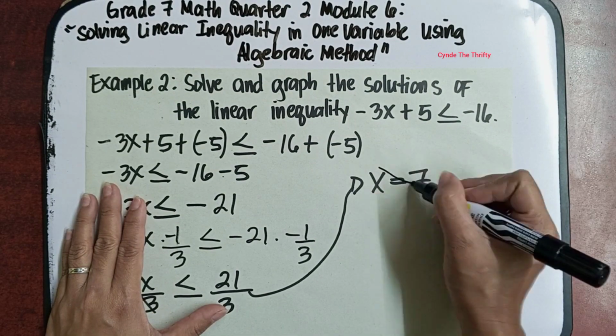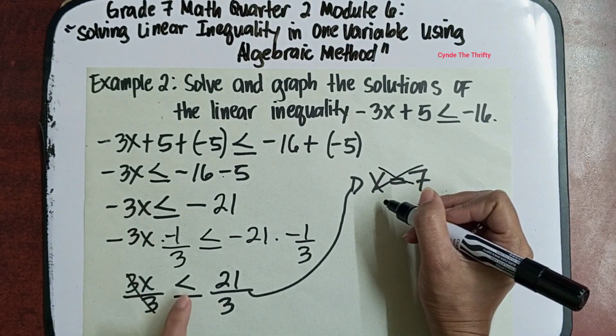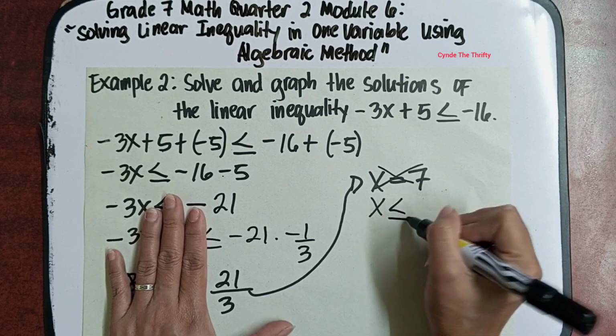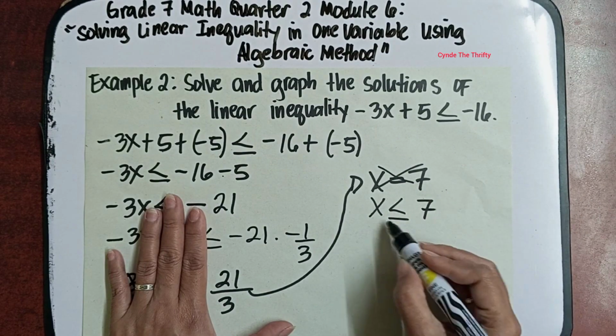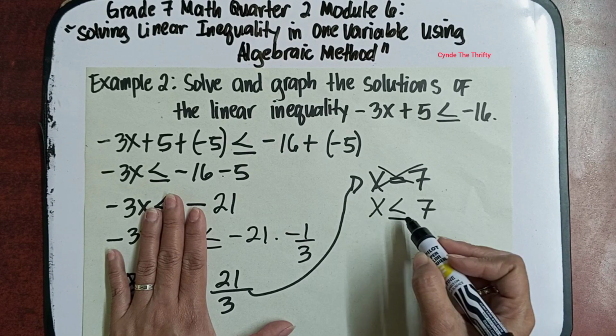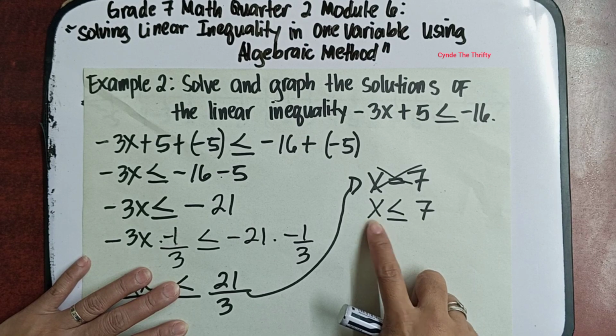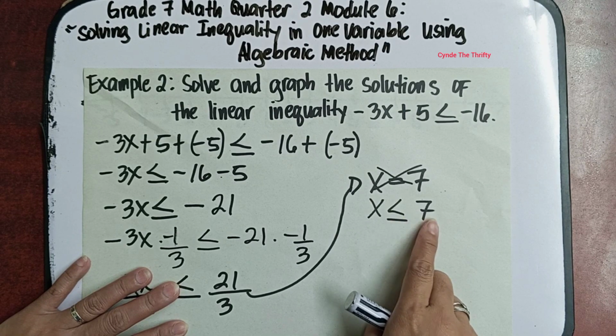Sorry, the sign here is not equal. So, it should be less than or equal to. So, x is less than or equal to 7. So, this is our answer. x is less than or equal to 7. So, our answer is x is less than or equal to positive 7.